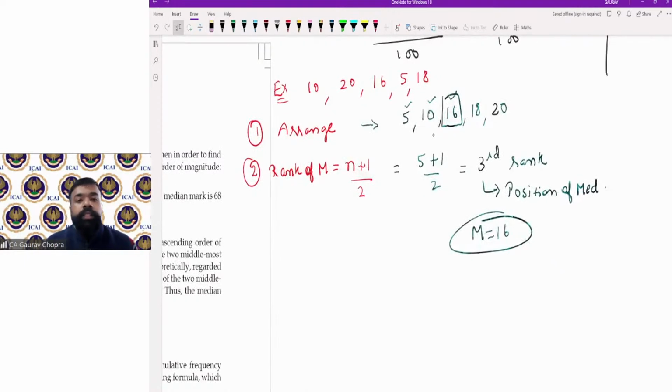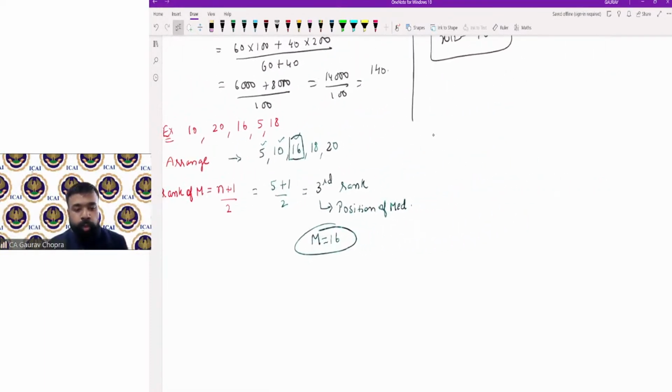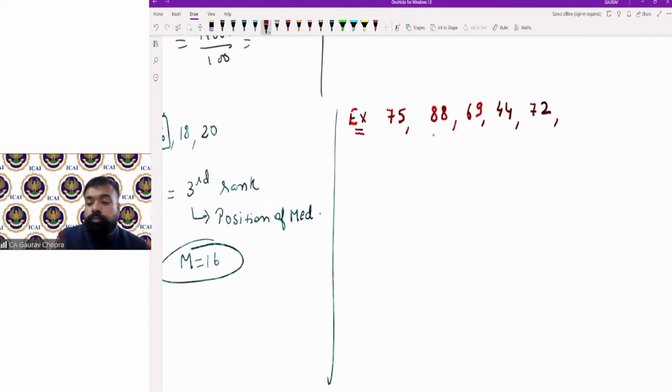So median is equal to 16. Now I am giving you one question. You have to do by yourself and let me know the answer. 75, 88, 69, 44, 72, 99, 34. This is the series and you have to find out the median.